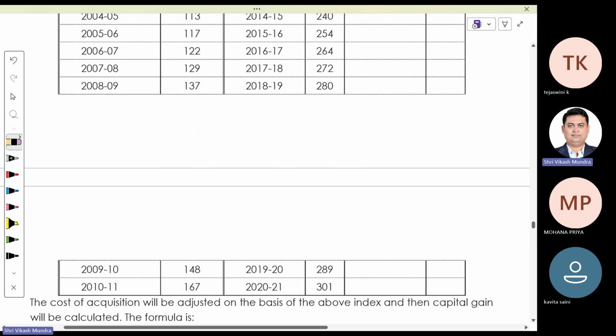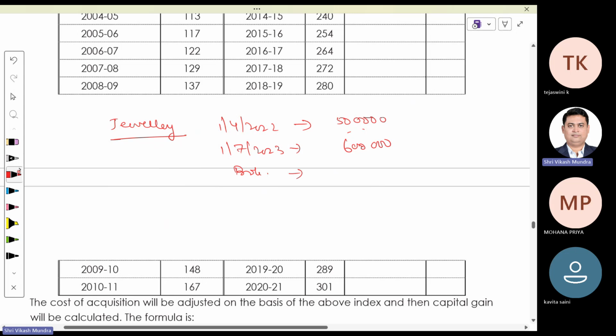First of all, we are going to discuss how to compute capital gain if the asset is a short-term capital asset. In case a capital asset is a short-term capital asset, in the year of transfer, we are required to calculate our gain. How to calculate my gain? We all know that. I have a jewelry acquired on 1st April 2022 for rupees 5 lakh. I sold this on 1st July 2023 for rupees 6 lakh. I incurred brokerage expenses at the time of selling, say rupees 1,000.